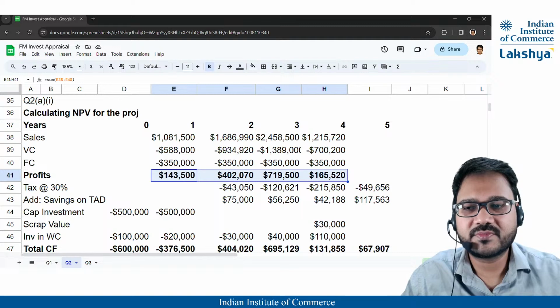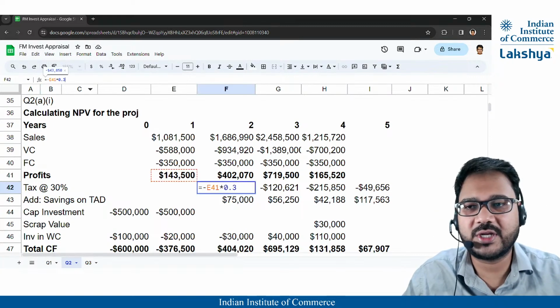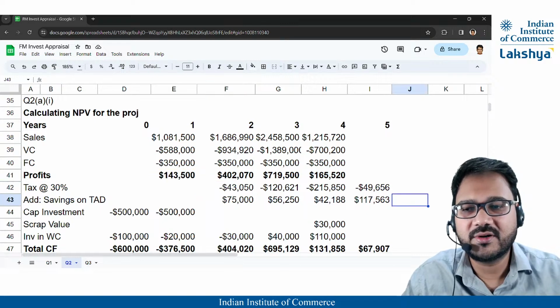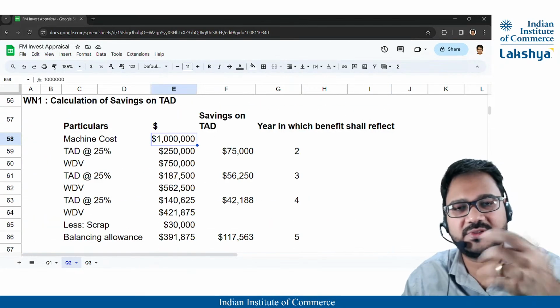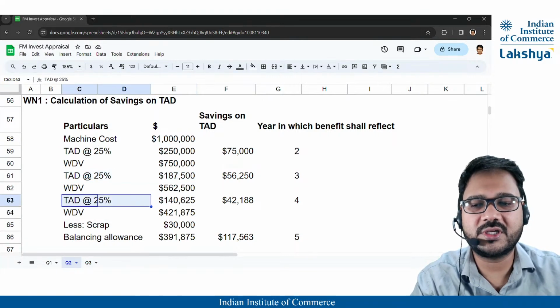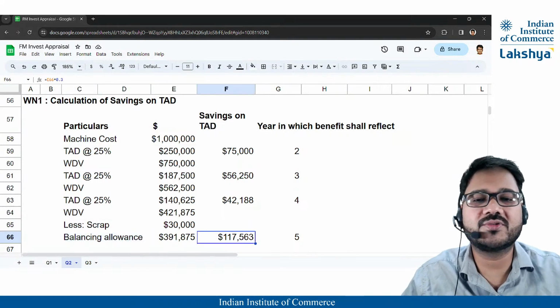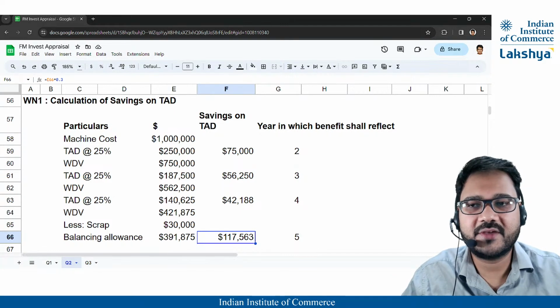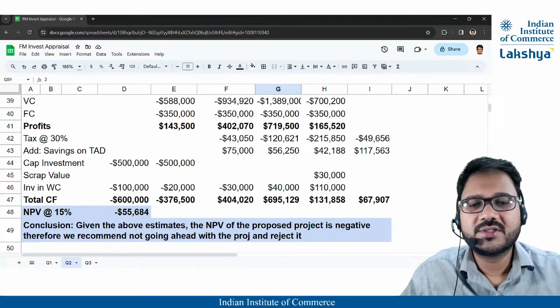So we calculate profit, and then we calculate tax on those profits. It's in 1 year arrears, so there's a 1 year lag. Okay, 30%, 30%, 30%. Then savings on TAD, which we can calculate from our working note. So for the $1 million machine, as we said, the full value of the machine would be used for depreciation purposes: 25% in year 1, 25% in year 2, year 3, and year 4 is the end. There is no depreciation, but it is sold at $30,000, and you have a written down value. Sorry, you have a balancing allowance. On the balancing allowance, you will calculate savings on TAD, which is 30% of the amount. With a 1 year delay, year 1's tax savings is reflected in year 2, and so on and so forth.